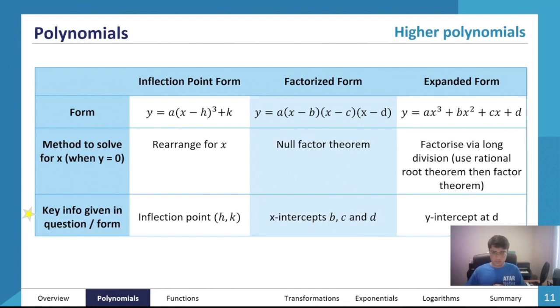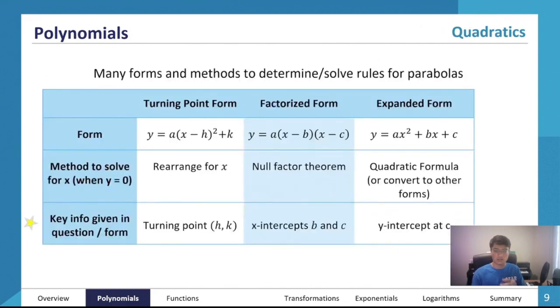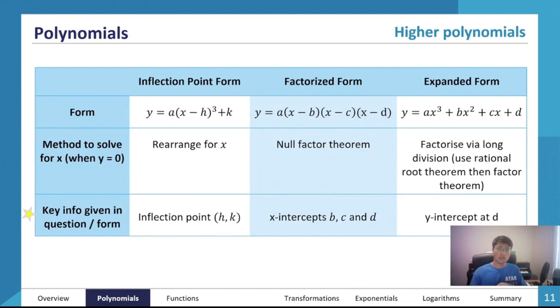Now, something you'll notice is that this table is very similar to the table that we saw a couple of slides ago, this one here, to do with quadratics. Which is good because it means that there's a lot of information that crosses over from quadratics to polynomials.